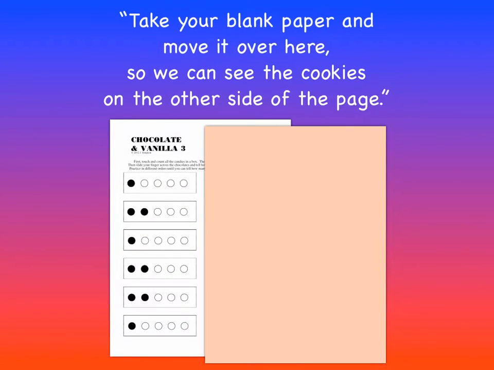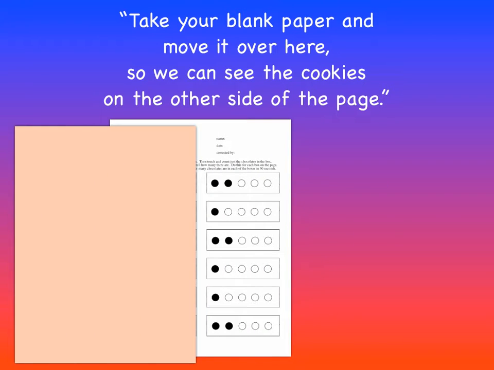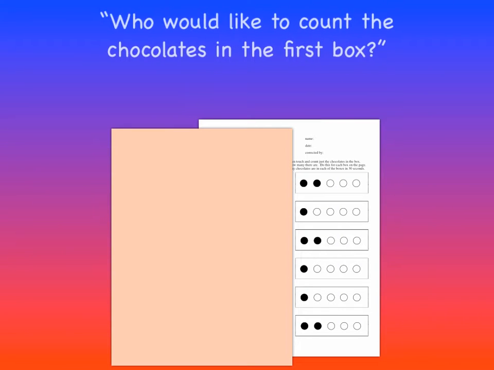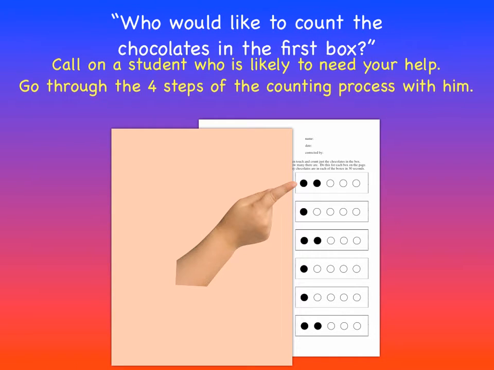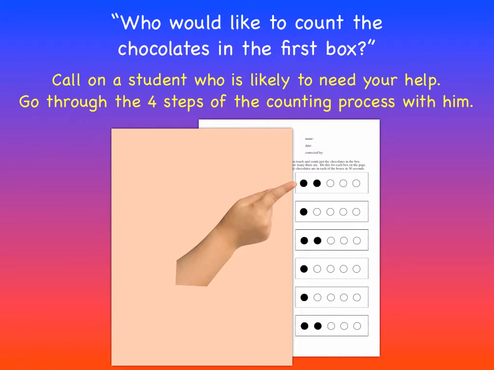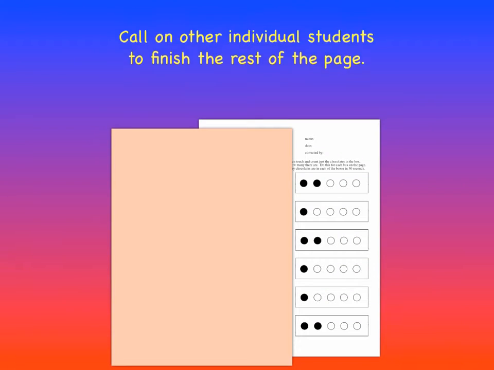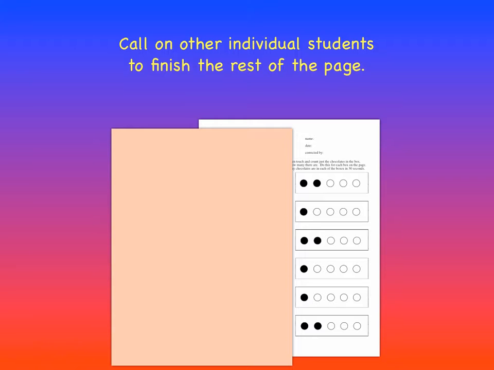Take your blank paper and move it over here so we can see the cookies on the other side of the page. Who would like to count the chocolates in the first box? Call on a student who's likely to need your help. Go through the 4 steps of the counting process with him. Call on other individual students to finish the rest of the page.